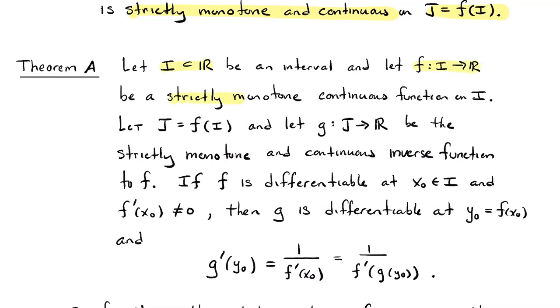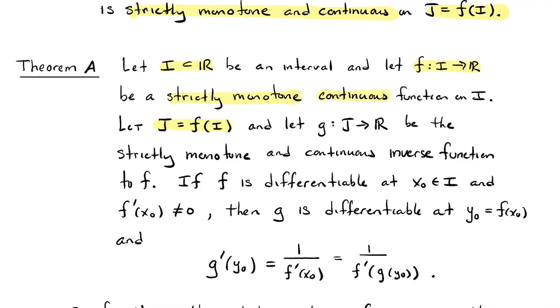I'm assuming it's either strictly increasing or strictly decreasing. I don't care which one. I'm assuming it's continuous. All right. So there's just sort of my assumptions about this f, a continuous monotone function on an interval. I'm going to call the image of that interval j, and our borrowed fact says j is also an interval.